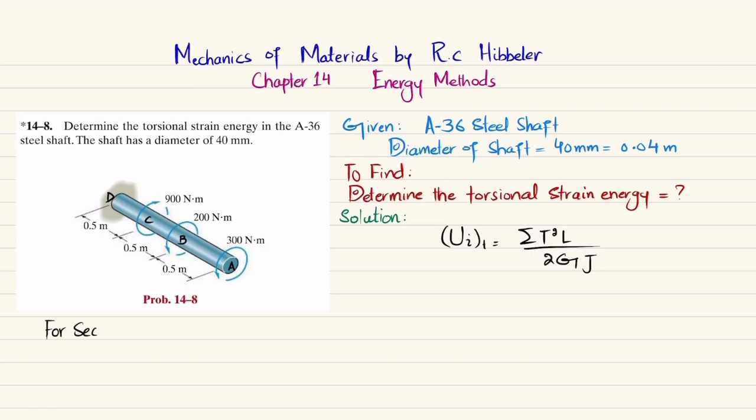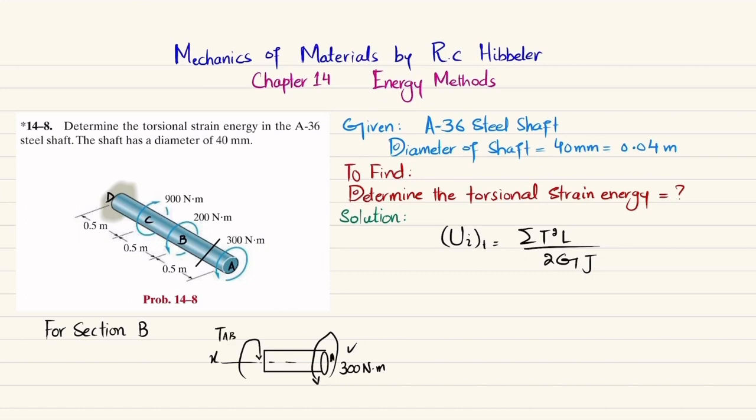For section AB, if you cut this at this point and draw the free body diagram, the shaft will be like this. Here you can see that the torque applied here is counterclockwise, which is 300 Newton meter, and this is the x-axis. So in order to balance it, we will have a clockwise torque. It will be like this, and this is point A. So we will have TAB.